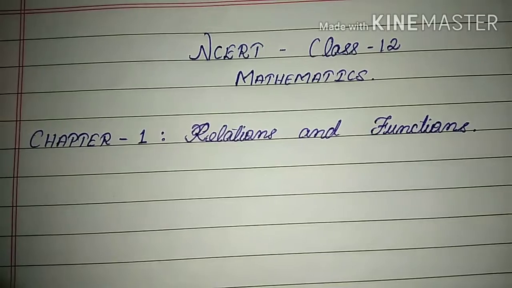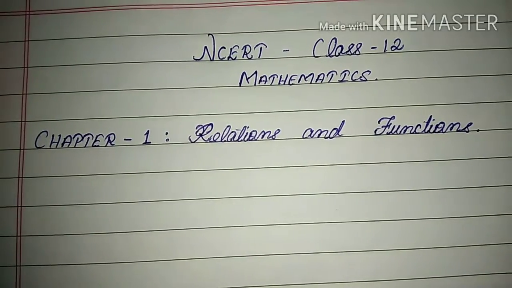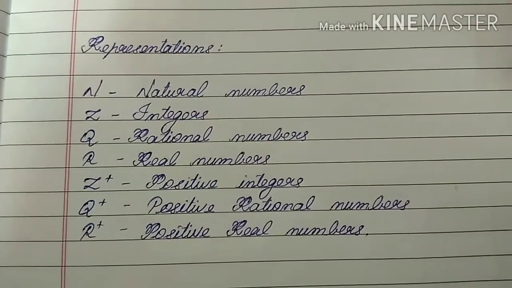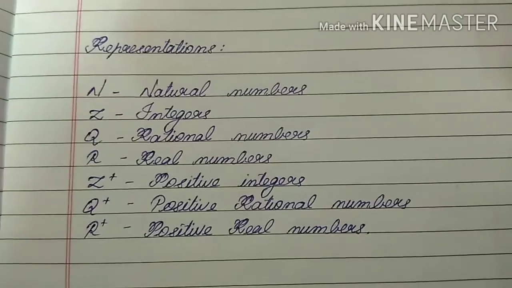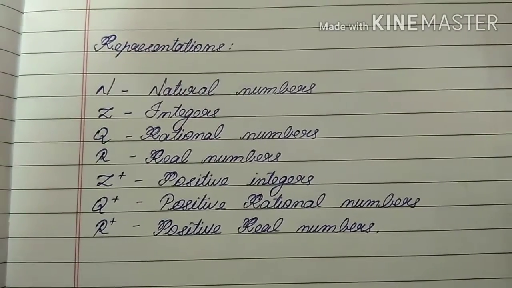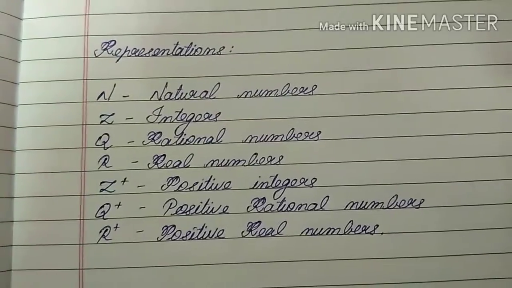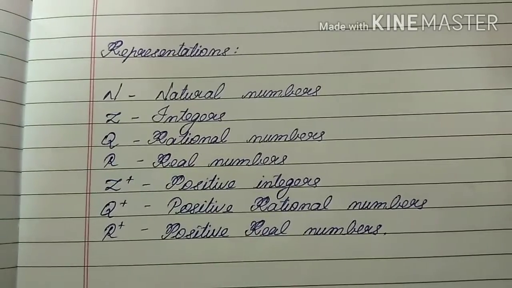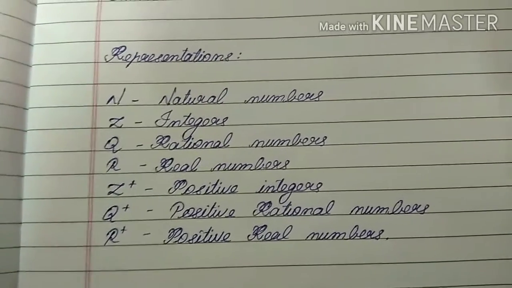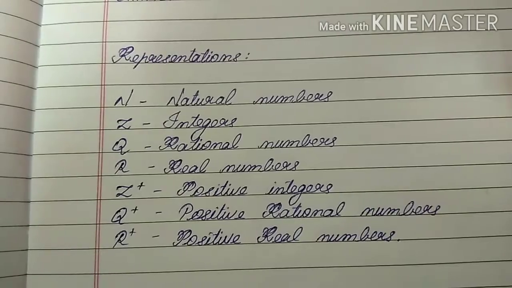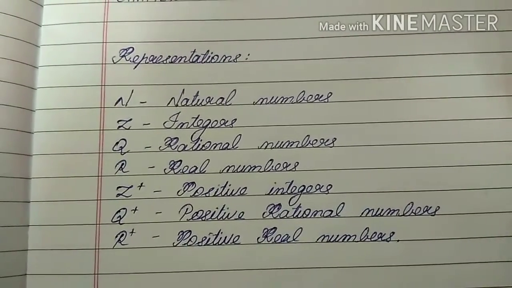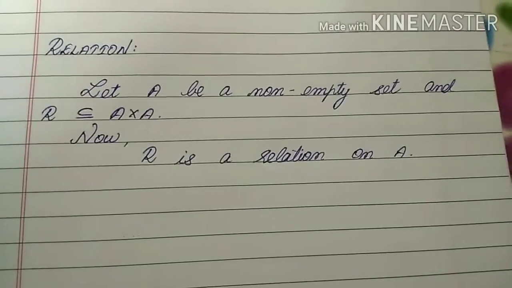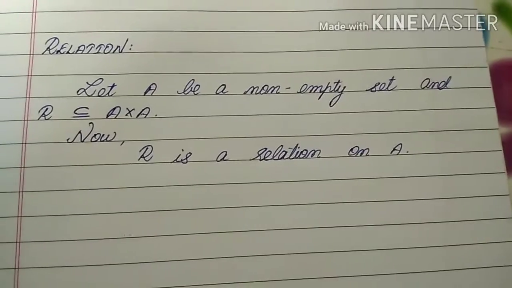Today I'm going to teach you all the NCERT Class 12 Mathematics Chapter 1, Relations and Functions. As you have already learnt about these representations in maths, I think you will be clear, but once more I would like to recall all those. N is for natural numbers, Z for integers, Q for rational numbers, R for real numbers. That is, Z plus is for positive integers, Q plus is for positive rational numbers, R plus is for only positive real numbers. I'm going to tell you what a relation is, like a definition of relation.